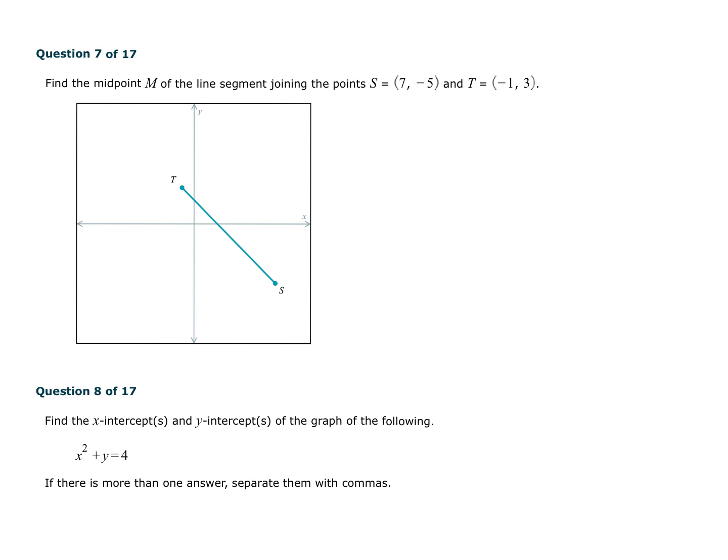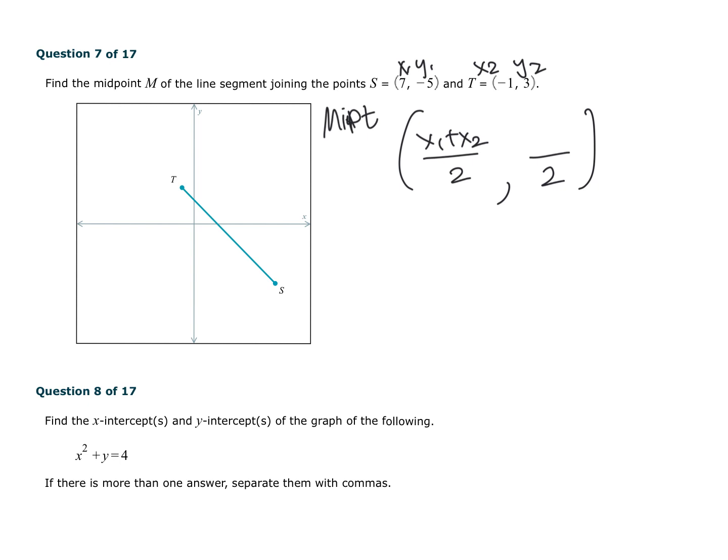So it says find the midpoint of the segment joining the points S, which is 7, -5, and T, which is -1, 3. Now remember, this is just a formula. The midpoint formula says that if you have 2 ordered pairs and you want to find the middle of the 2 ordered pairs, it's a very basic formula. You're going to add your x's together and divide by 2. You're going to add your y's together and divide by 2. So I'm going to have 7 plus -1 divided by 2, and then -5 plus 3 divided by 2.